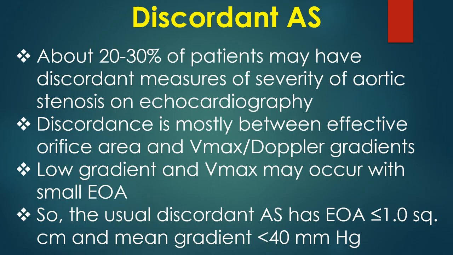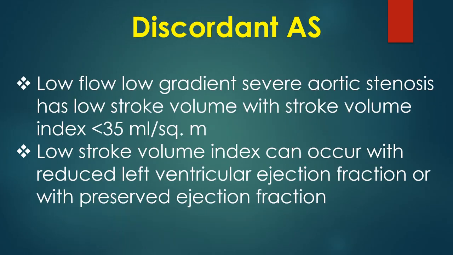Low gradient and Vmax may occur with small effective orifice area. So the usual discordant AS has effective orifice area less than or equal to 1 square centimeter and mean gradient less than 40 millimeters of mercury. Low flow, low gradient severe aortic stenosis has low stroke volume with stroke volume index less than 35 ml per square meter body surface area.